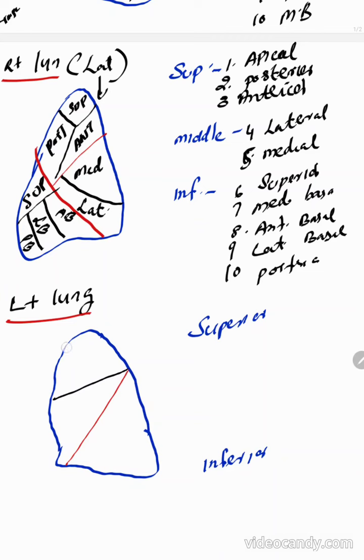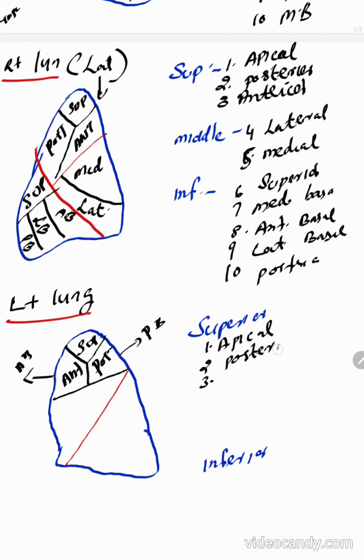Okay, in the upper portion you just make a Y, the same as in the right lung. So we get superior. This is anterior. This is posterior. This is the anterior border of the lung. This is the posterior border of the lung. Okay, so in the upper lobe we already got 3. 1, 2, 3. First one is apical, then comes the posterior, then comes the anterior. 2 more remaining, 4 and 5.